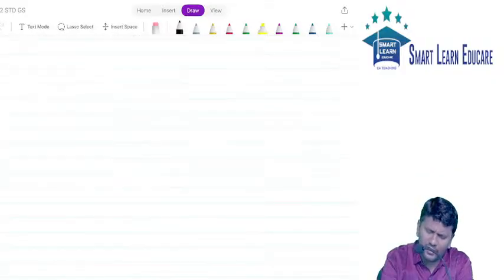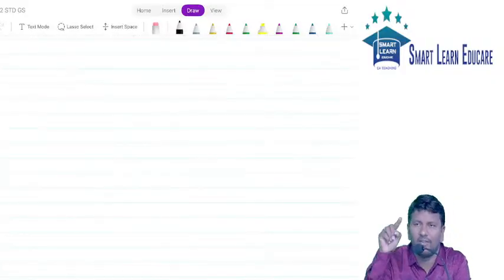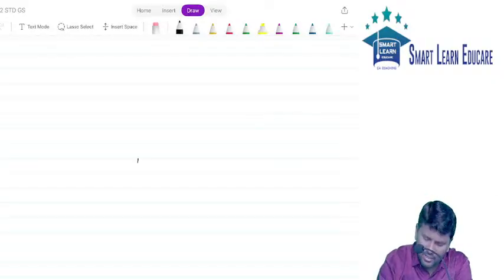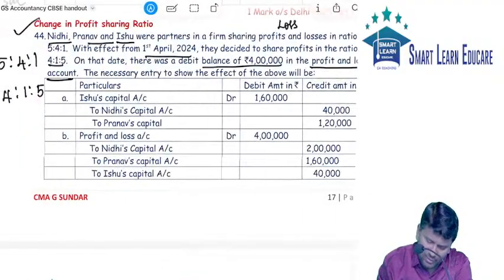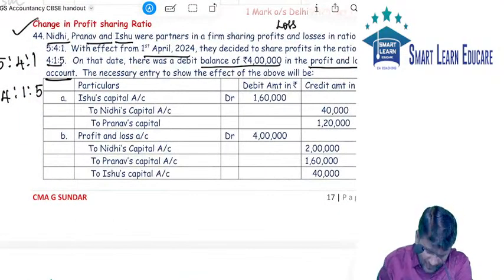What is the entry for transferring loss? Loss will have a debit balance, as mentioned in the question. So to transfer that loss, P&L account should be credited and partners' capital accounts should be debited. Who are the partners? N, P, I.